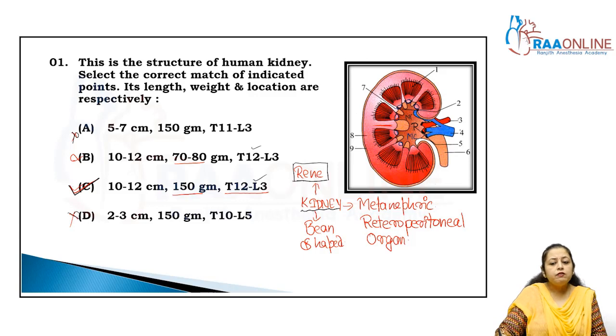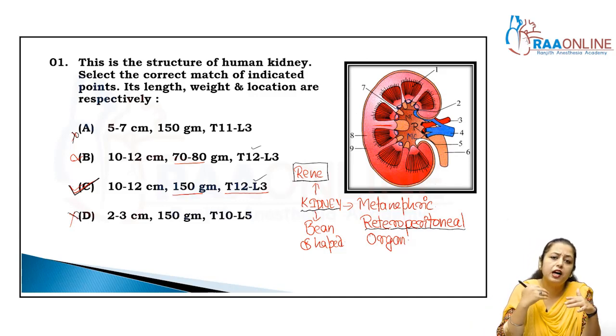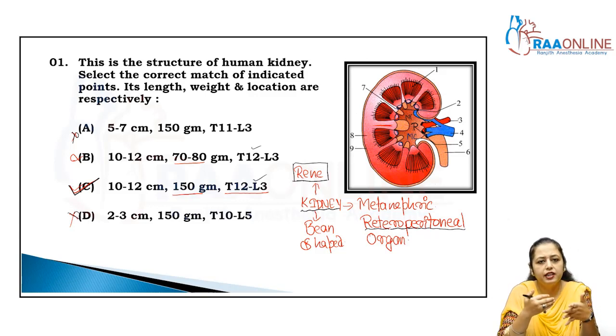Our kidney, when we talk about humans, the human excretory system, the human kidneys are metanephric kidneys, and they are retroperitoneal organs. Why are they called retroperitoneal organs? Because they are situated just behind the peritoneum, between the abdominal wall and the peritoneum, right. That means it is between the peritoneum and the abdominal wall, right.